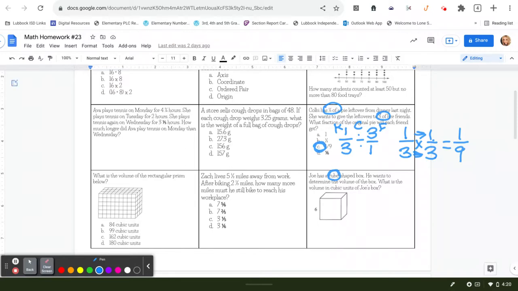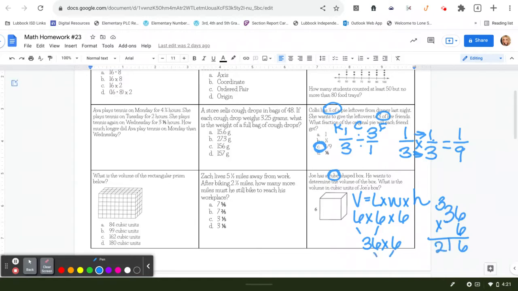So I know that each side is 6. To find volume, we do length times width times height. So my problem is going to be 6 times 6 times 6, very similar to one we did in class today. So 6 times 6 gives me 36. Now I need to do 36 times 6. 6 times 6 is 36. 6 times 3 is 18, plus 3 more is 21. Okay.